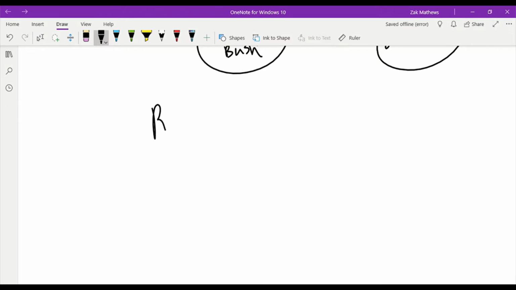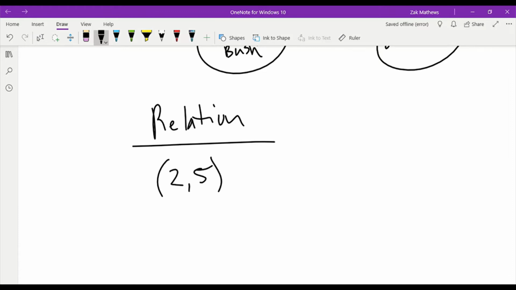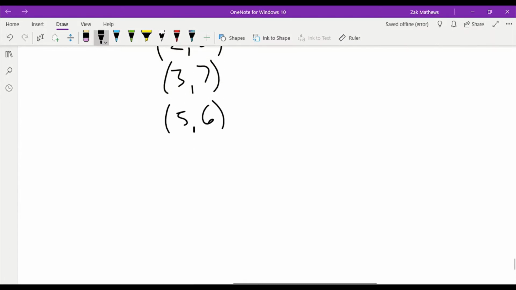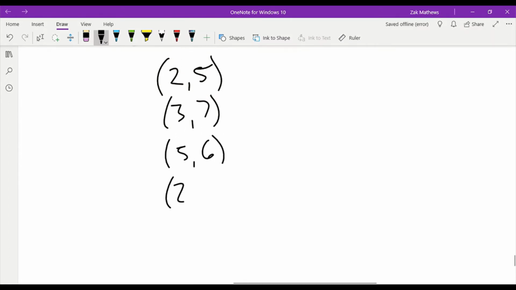So let's take a relation, and I'll get back to my points for just a second. So let's say that this relation takes the value of 2 and turns it into a 5, and then it takes the value of 3 and turns it into a 7. It takes the value of 5, turns it into 6. So far so good, but now I'm going to throw one in there. It also has the point 2, 4. Well, now we have a problem. 2 is going to 5, but at the same time it's trying to go to 4. I don't know where I'm supposed to go, and that's a problem. This would not be a function.